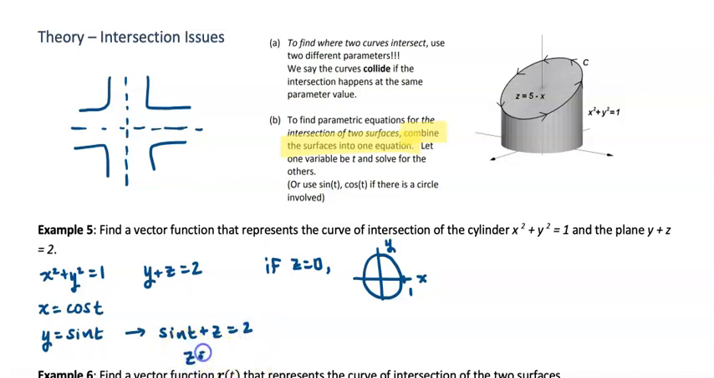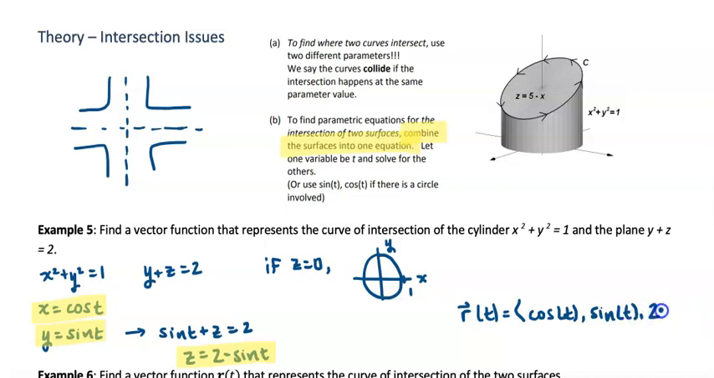And solving for z gives us z is equal to 2 minus the sine of t. Well, now we've got an x component, we've got a y component, and we've got a z component, taking into consideration both of these equations. And so our vector function that represents this curve, we can call this r of t, is equal to the vector of the first being cosine of t, the second component being sine of t, and the third component being 2 minus sine of t. And that's all there is to this equation.